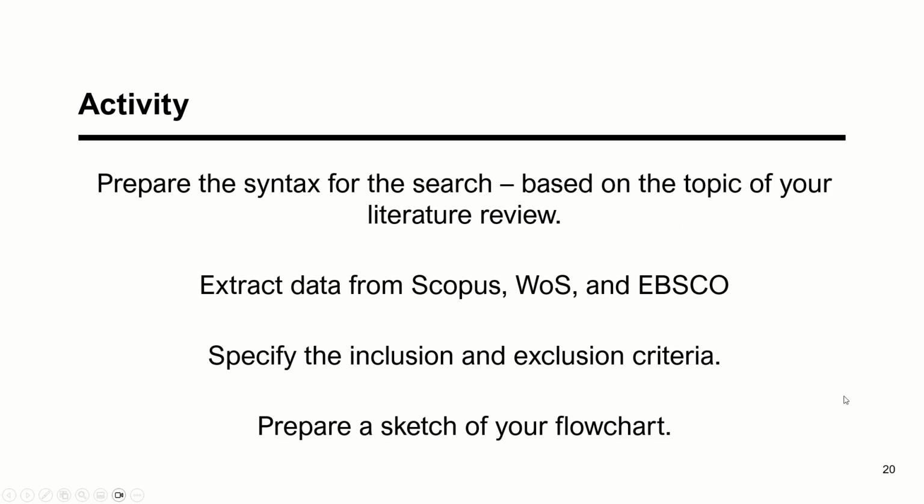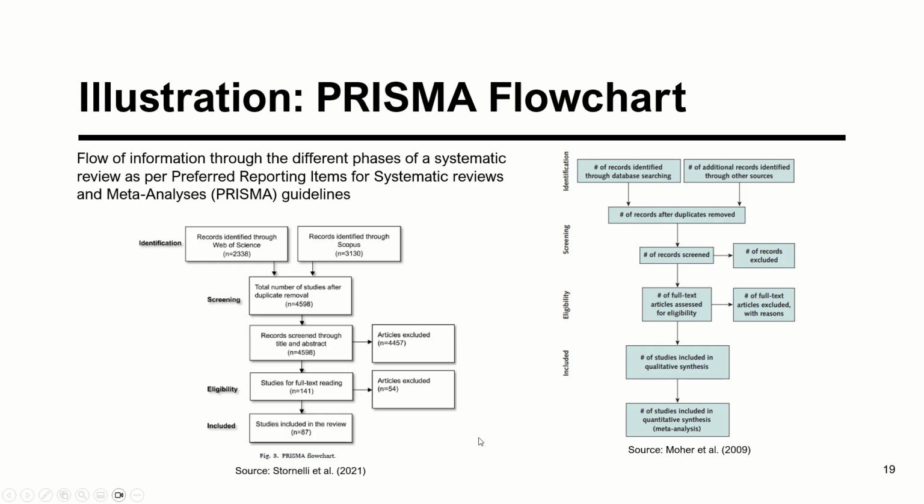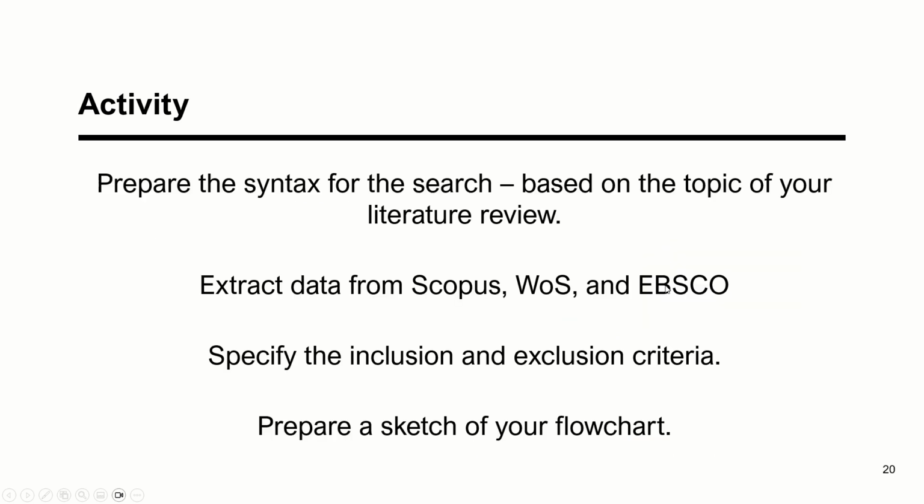Now, like in the previous session, if you already are going through a review, you could, based on what we have spoken so far, use the learnings from the session to prepare the syntax for your search, or even go back and look at how robust your search syntax is. Extract data using not just Scopus, probably even Web of Science and EBSCO. Look at how you define your inclusion and exclusion criteria. If you want to make changes or if you want to add more, go for it. And prepare a sketch of your flowchart, very similar to the one that we've seen over here or in some of the other articles, so you clearly call out in a very transparent, replicable way how you went about identifying and filtering your articles.